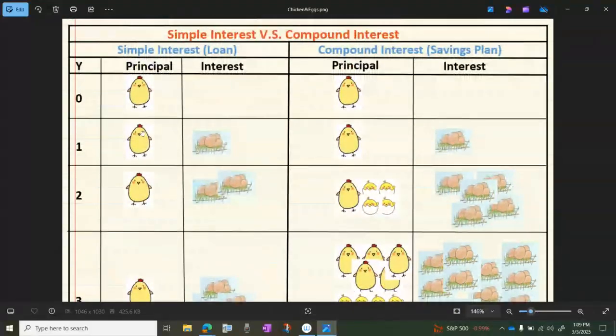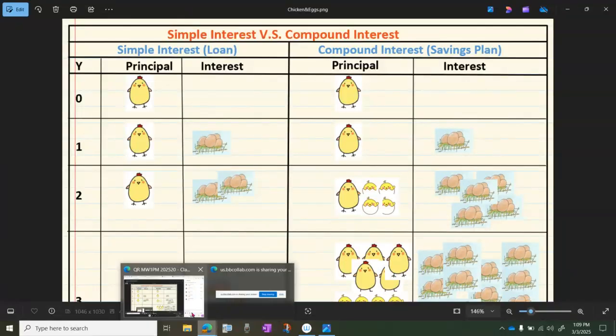In this case, when the account pays a simple interest, when your chicken lays 4 eggs every year, what do you have by the end of year 10? Suppose your chicken does not die. Suppose the chicken lays 4 eggs every year for you. By the end of year 10, what do you have? What do you own?